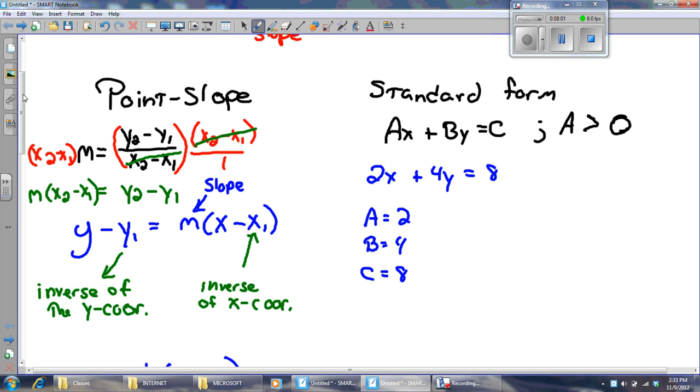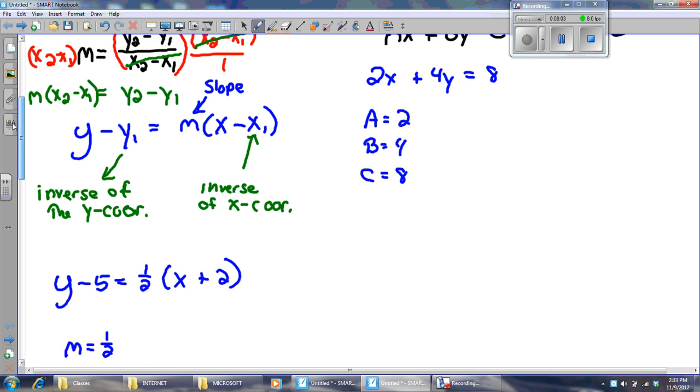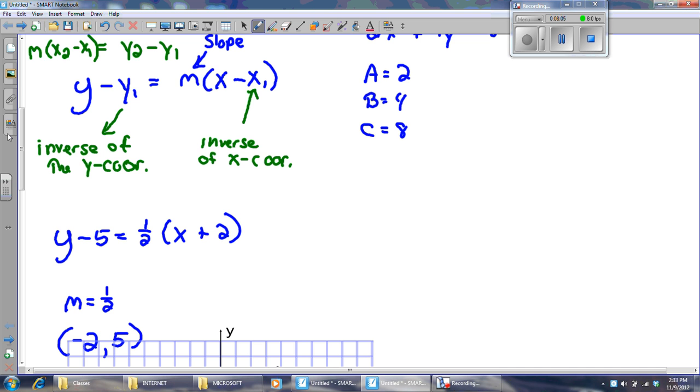I'm not going to show you that yet. We'll do that in another lesson. But I want you to be able to write equations in standard form. So let's take an equation like this. Let's go with 2y equals 3x plus 6.